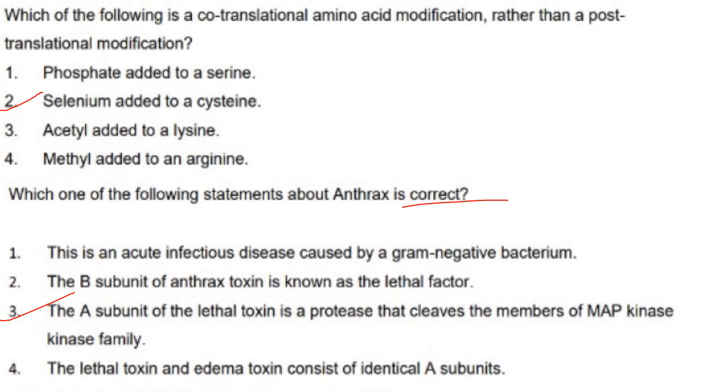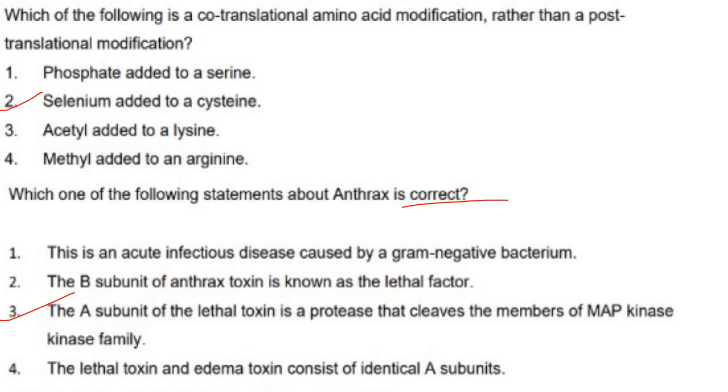Then next one. Which one of the following statements about anthrax is correct? This is an acute infectious disease caused by a gram-negative bacterium. It is not gram-negative, it is gram-positive. It is Bacillus anthracis. The B subunit of anthrax toxin is known as the lethal factor. No. The A subunit is known as the lethal factor and the B subunit is called the edema factor. There are 3 subunits for anthrax toxins.